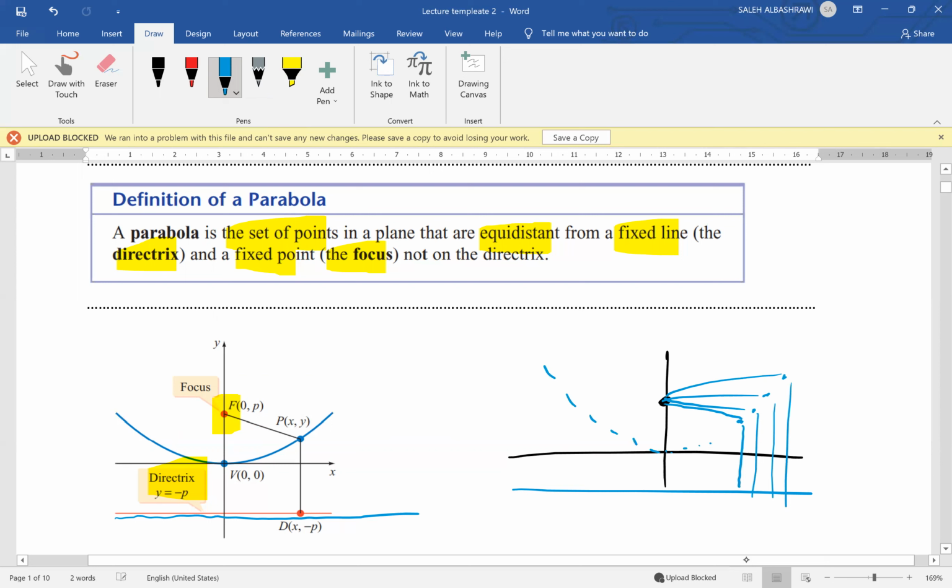something called a parabola. So the parabola is a set of points in the plane that are equidistant. The distance from the point and the given fixed line are the same. If this is equal to 4, this is equal to 4. If this is equal to 3, this will be equal to 3. And this condition must be satisfied for all the points. They must have the same distance from the fixed point, which is called the focus point, and the line, which is called the directrix. So this is the parabola.